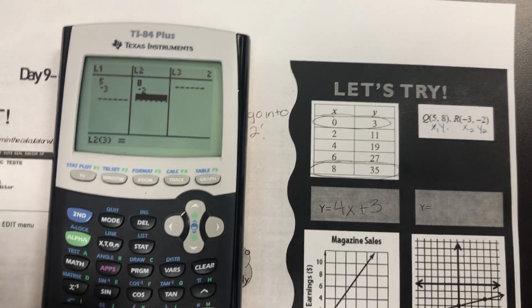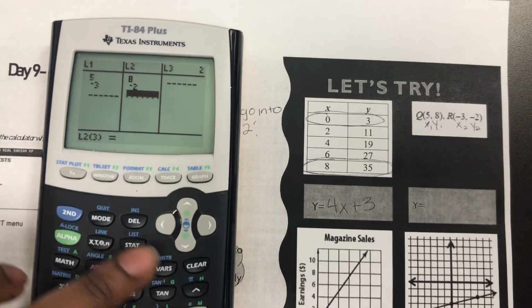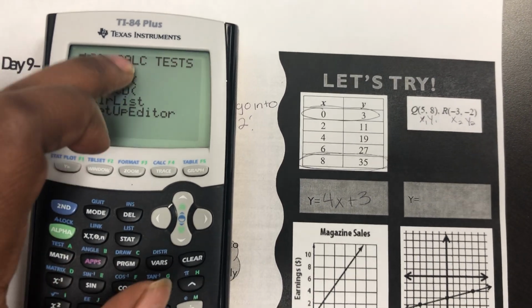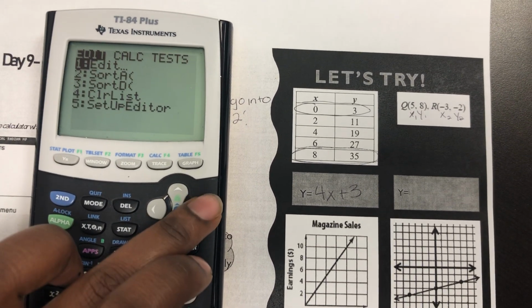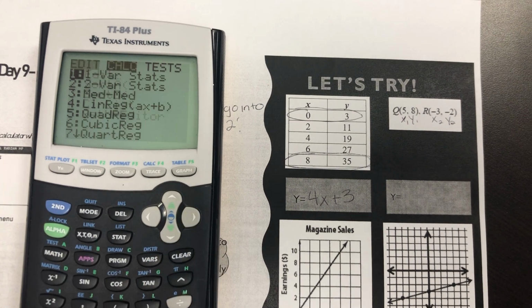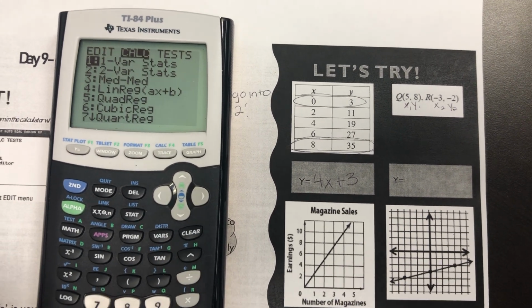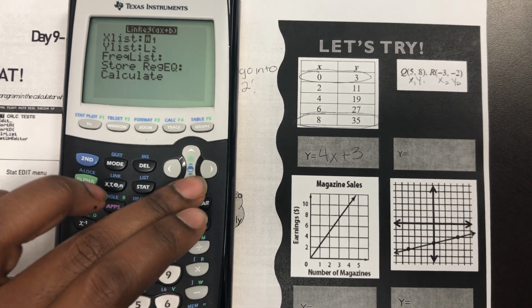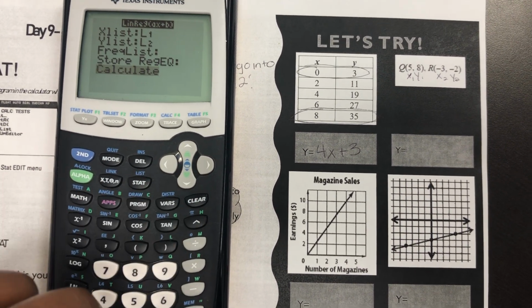Okay, so after that, you're going to press the stat button again. Go over to calc, so you have to press this arrow button. Hit 4 for LinReg. And then go all the way down to calculate and press enter.